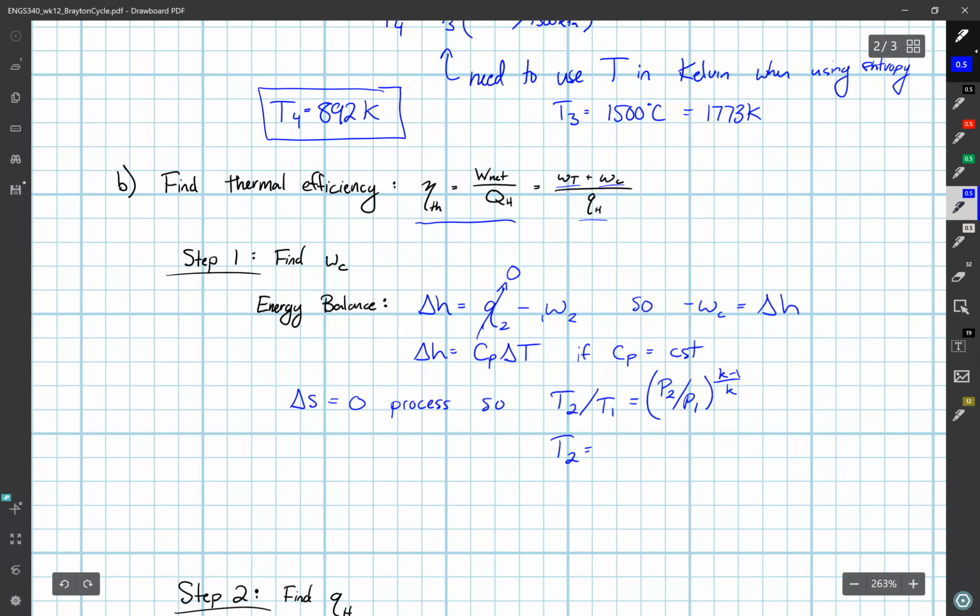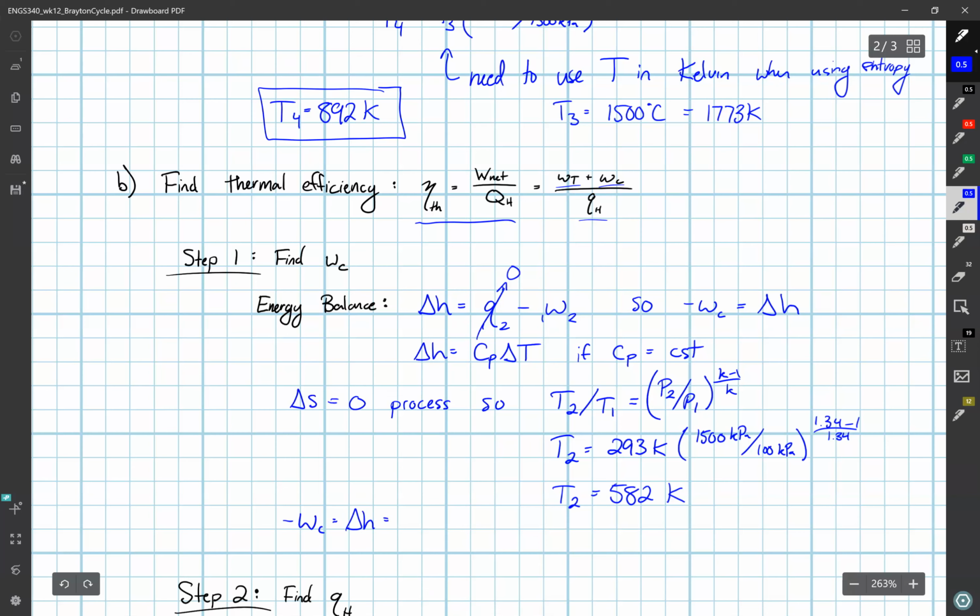So T2 equals 293 Kelvin. That would be our inlet temperature of 20 degrees Celsius times the ratio of our pressures, 1500 kPa divided by 100 kPa. And then this function, K minus 1 over K, so 1.34 minus 1 over 1.34. We get that T2 equals 582 Kelvin.